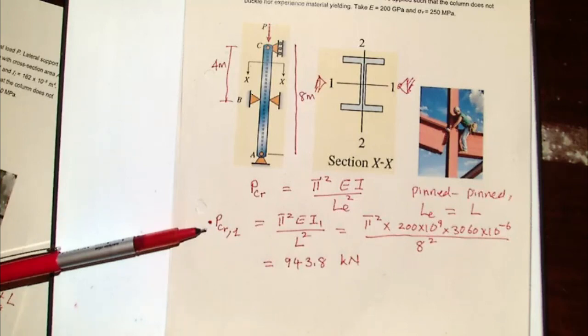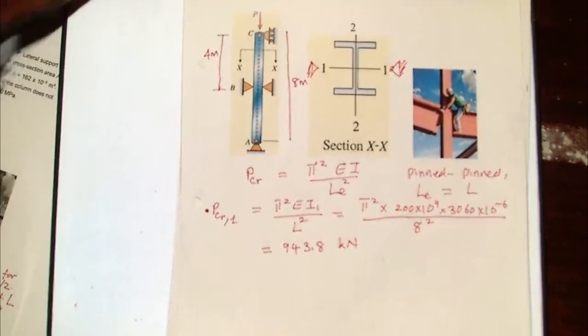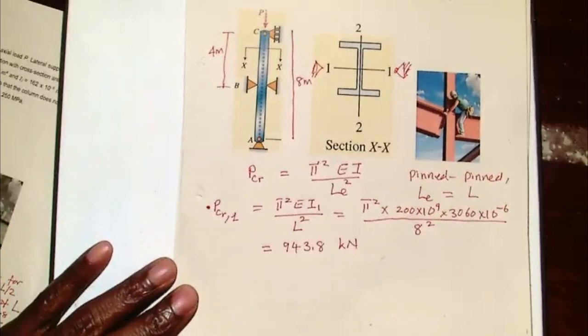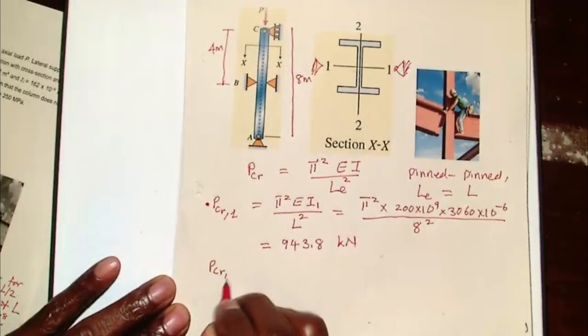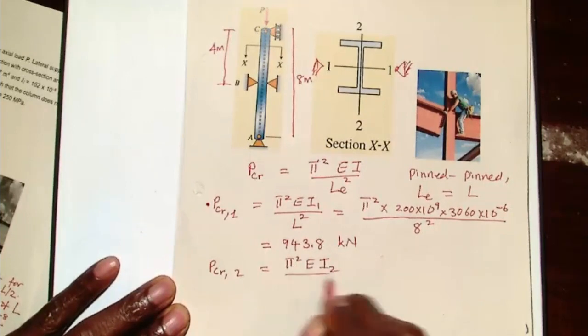Okay. So we do the second one, the load that will cause the buckling about 2. So we have pi squared E I about 2 over L squared.